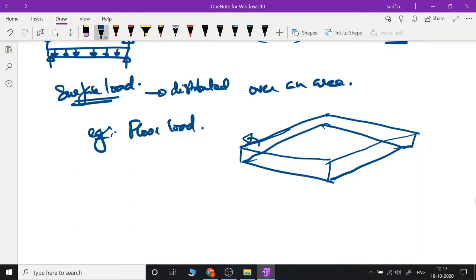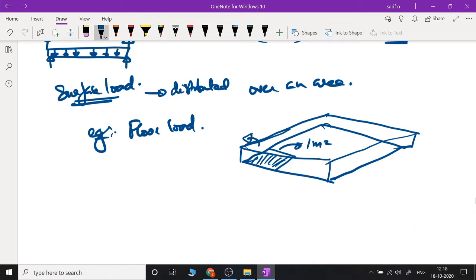However, here it is distributed along an area. Since it was distributed along length, we considered per meter length of the wall. So here we will be considering per meter square. We will be taking a 1 meter square area, and we will be considering what is the load that is going to come over it.